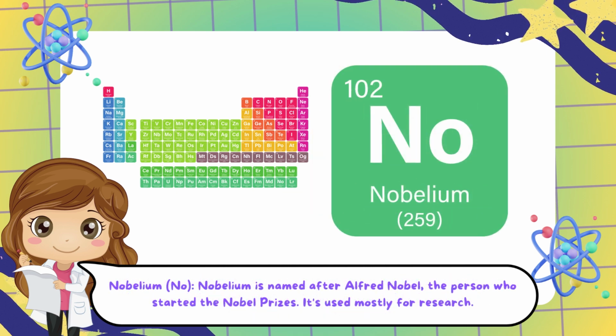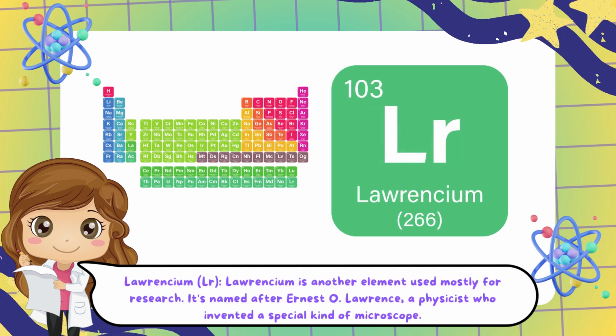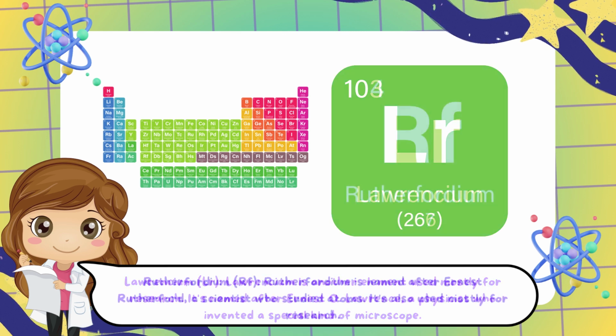Nobelium, No. Nobelium is named after Alfred Nobel, the person who started the Nobel Prizes. It's used mostly for research. Lawrencium, Lr. Lawrencium is another element used mostly for research. It's named after Ernest O. Lawrence, a physicist who invented a special kind of microscope.